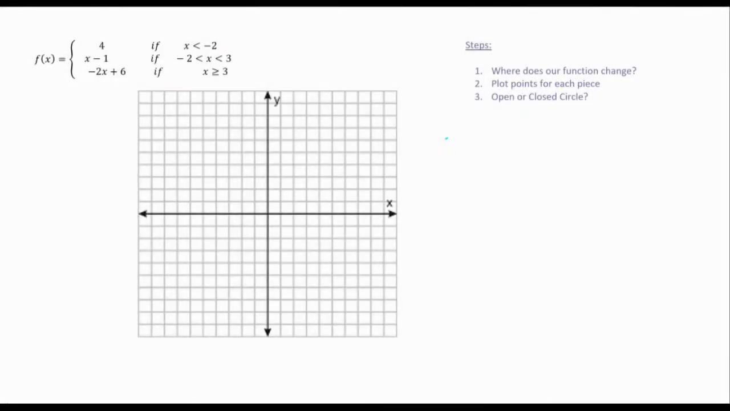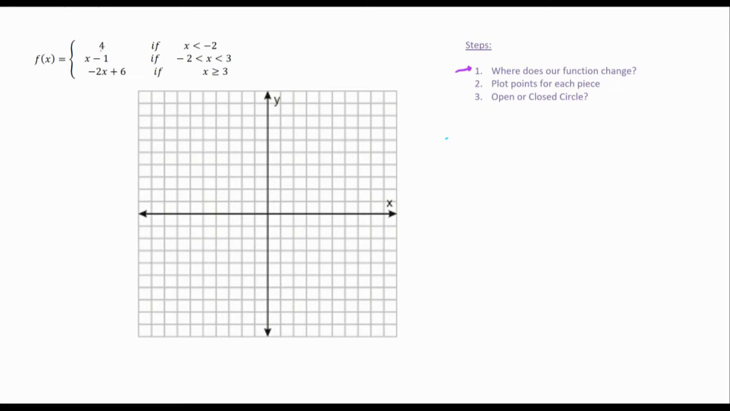Here we're going to graph a piecewise function, and I'm going to do it in three basic steps. First, I'm going to look at where our function changes. I see that we have three pieces here because there are three different equations on the left: 4, x minus 1, and negative 2x plus 6. And these inequalities are going to tell us where our function changes from one to the next.